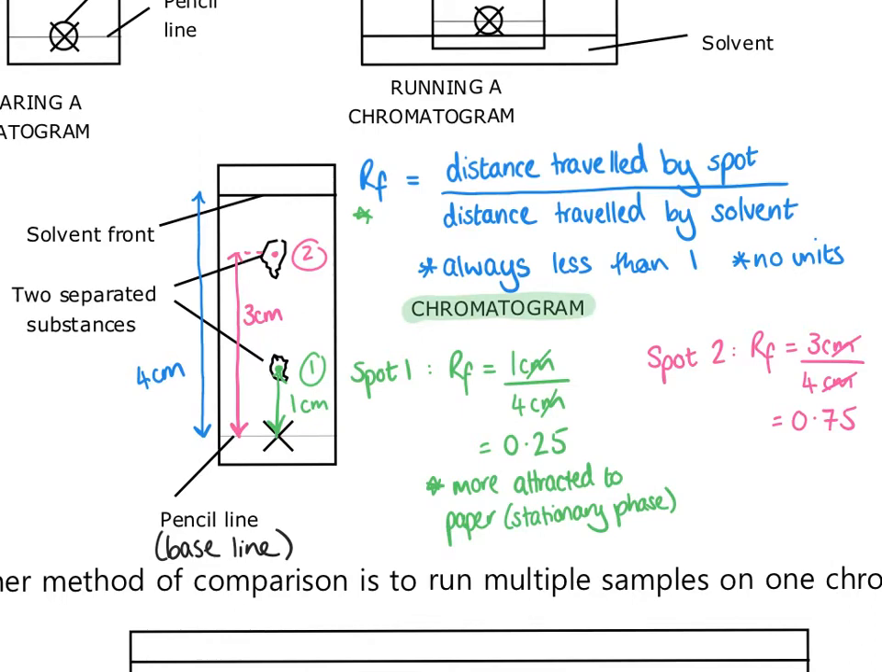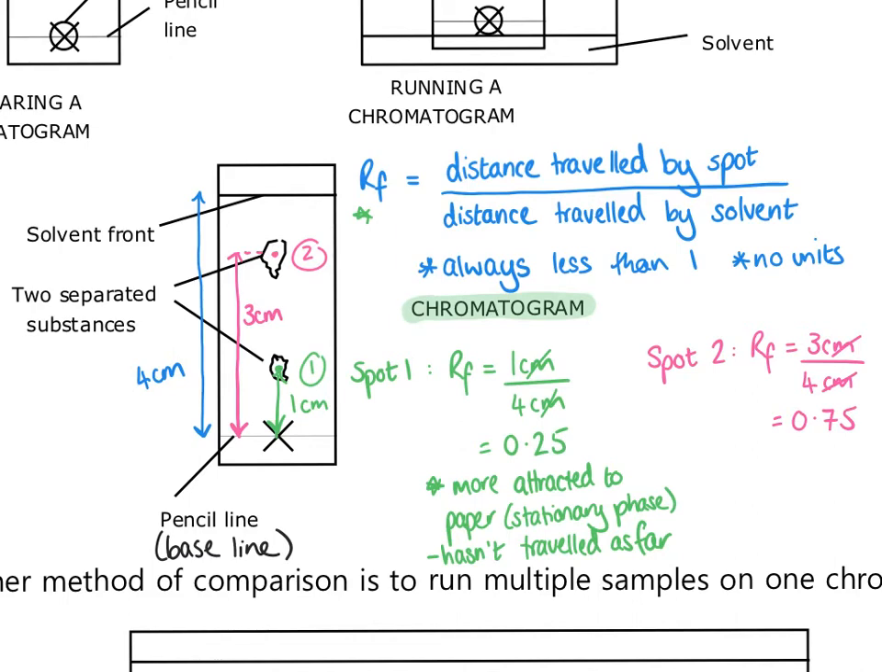So spot 1 is more attracted to the paper. How can I tell that? Well, because it has travelled a smaller distance up the paper. It hasn't travelled as far up the paper. What else can we see from this chromatogram? Well, we can see that spot 2 is more soluble in the solvent. How can I tell that? Because it has travelled further up the paper.